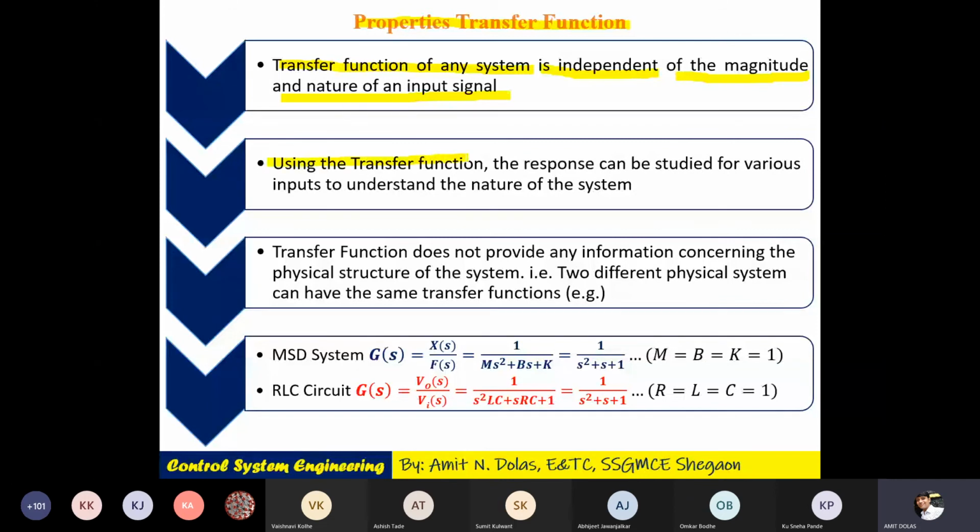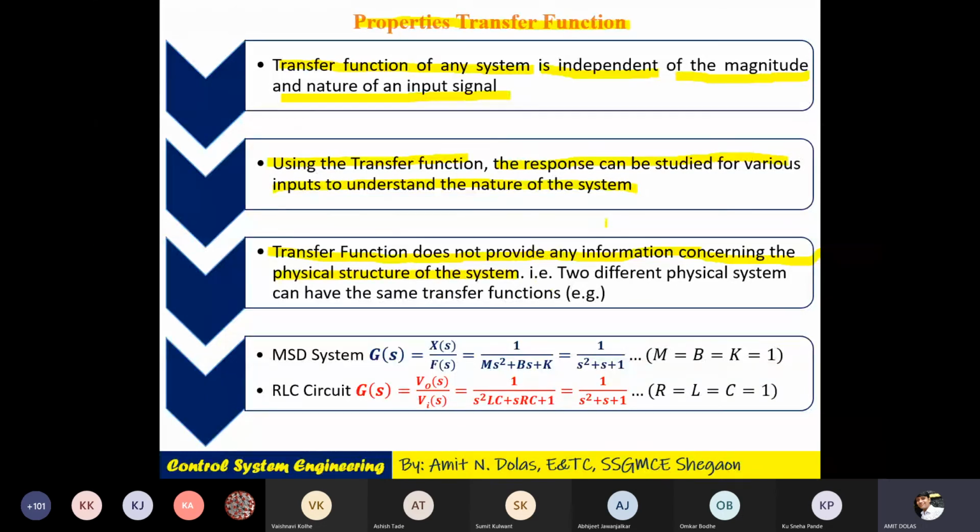Using the transfer function, the response can be studied for various inputs to understand the nature of the system. Of course, if we give various inputs to the transfer function, the nature of the system can be understood. Transfer function does not provide any information concerning the physical structure of the system.